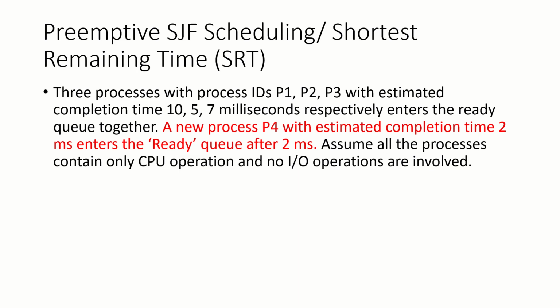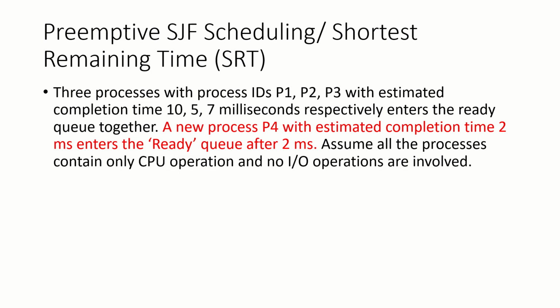But here it is given a new process P4 with estimated completion time 2 milliseconds enters the ready queue after 2 milliseconds. Assume all the processes contain only CPU operation and no input output operation. Now, I told you depending on one special condition, you can stop the execution of one particular process and you can schedule the second process, isn't it? Here in this case, it is given shortest job first.